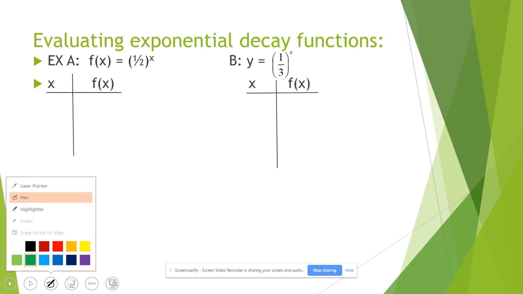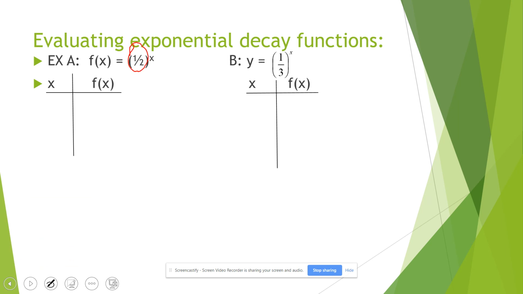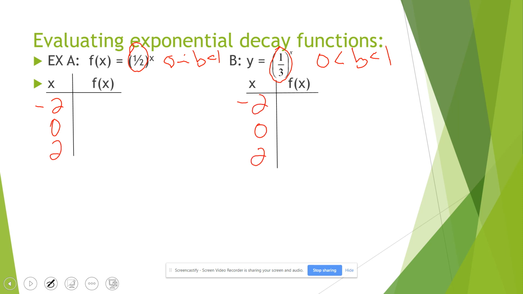All right, exponential decay functions. Again, we remember that these are decay because 1/2 is a fraction that's between 0 and 1, and 1/3 is a fraction that's between 0 and 1. I'm again going to pick the -2, 0, and 2 for each of these. So 1/2 to the -2nd power is 4. 1/2 to the 0 power is 1 because again, anything to the 0 power is 1. And then 1/2 to the 2nd power is 1/4.